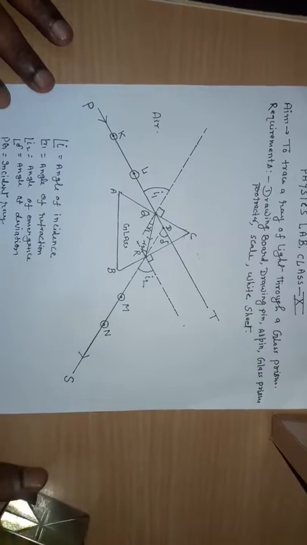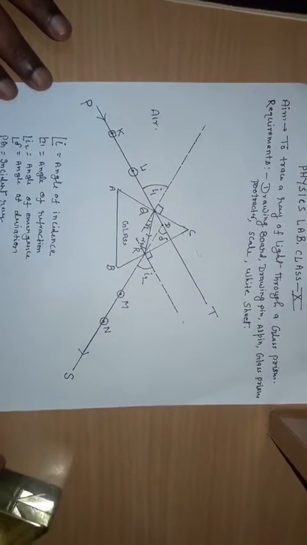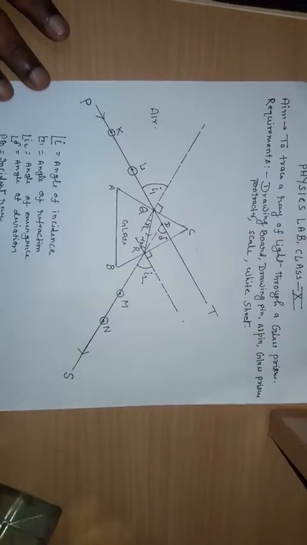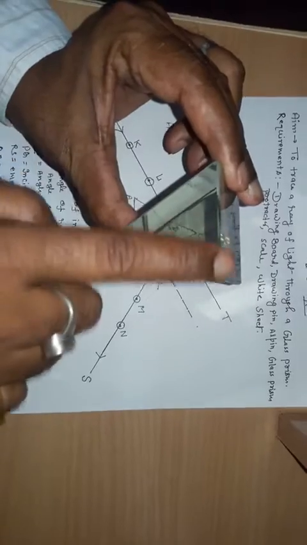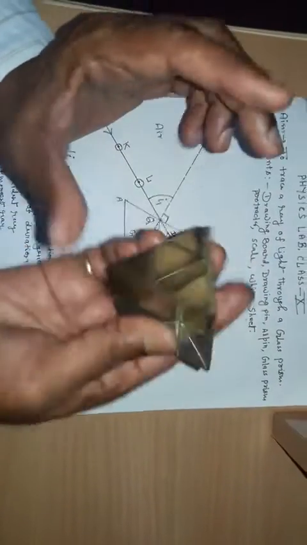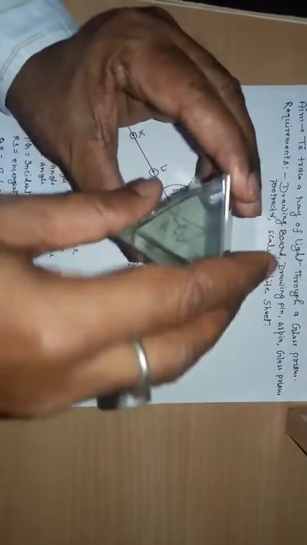I am going to demonstrate the glass prism, how it looks. This is your glass prism. It has two triangular faces and three rectangular faces.